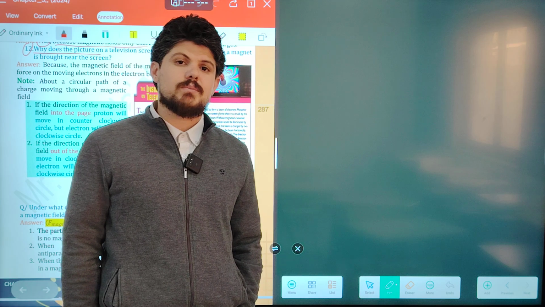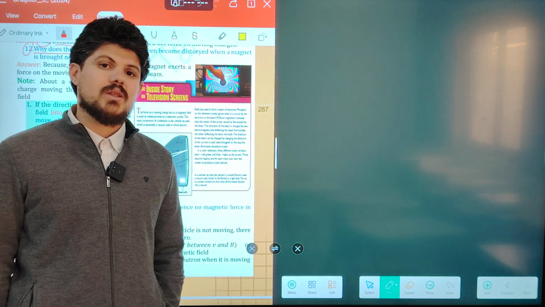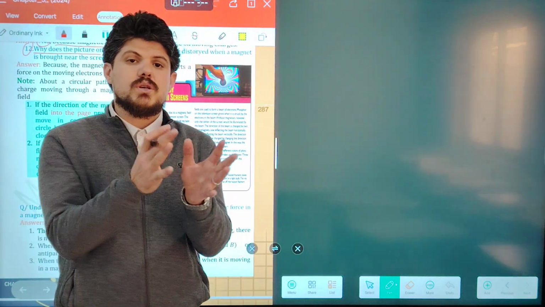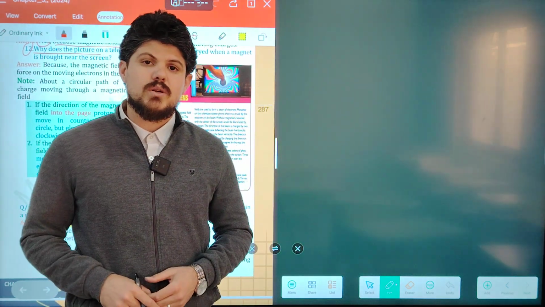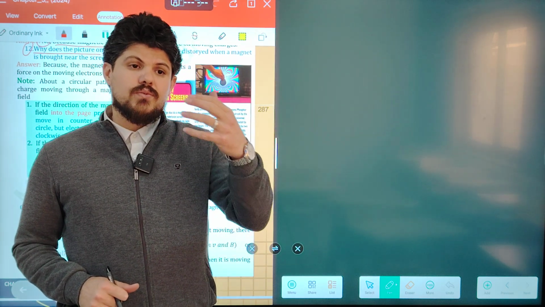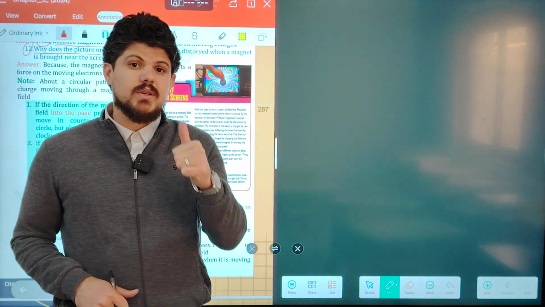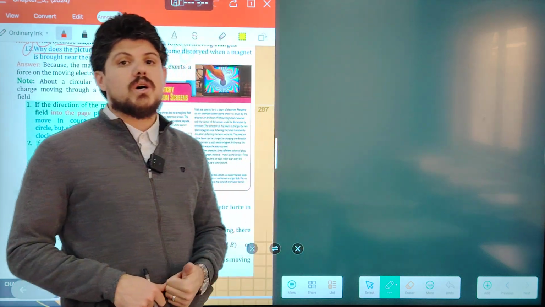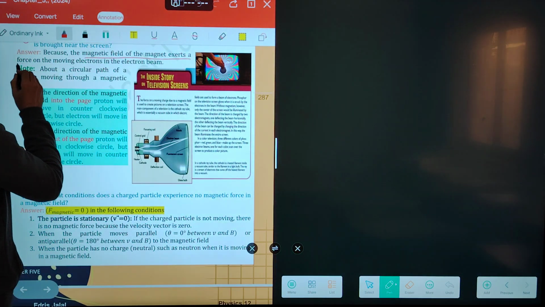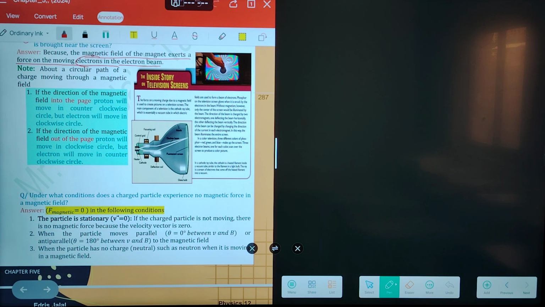The picture is produced by the cathode inside the TV. This cathode projects many electrons to the surface of the screen, and at the surface there is a lot of electron movement. So the moving electrons experience a force exerted by the magnetic field. Why? Because the magnetic field of a magnet can exert a force on a moving charged particle, such as the electrons in the electron beam.